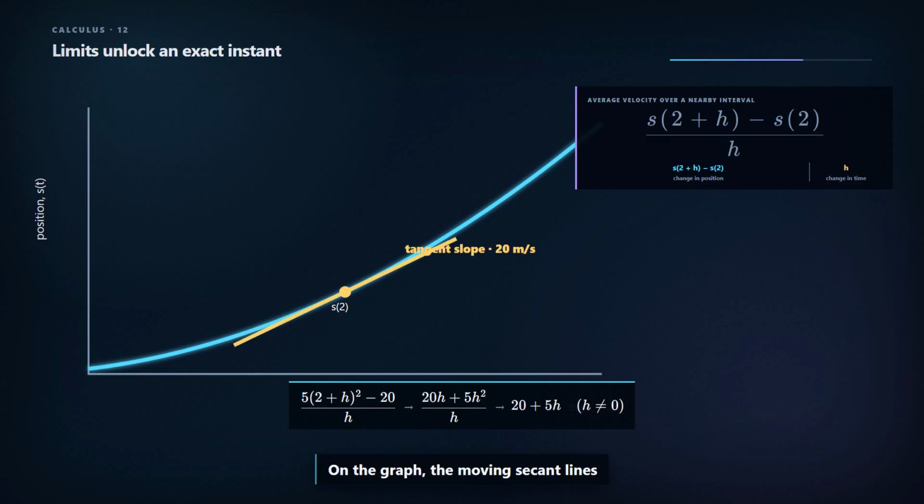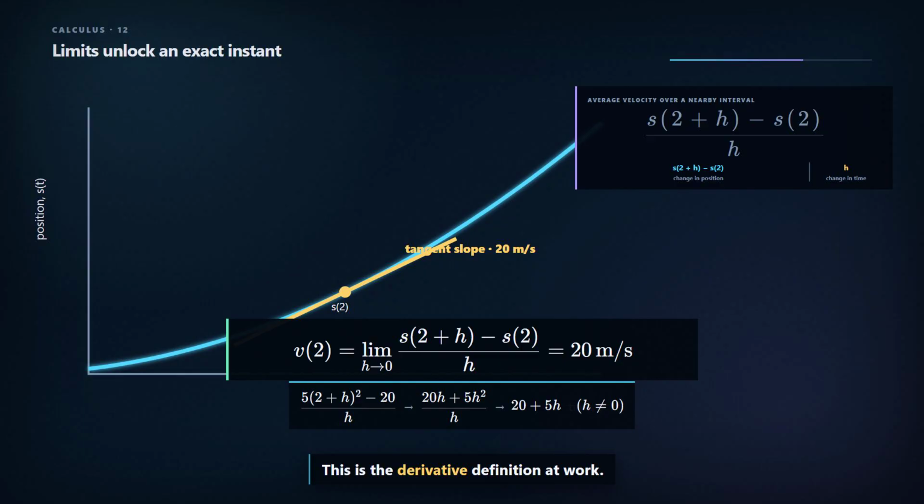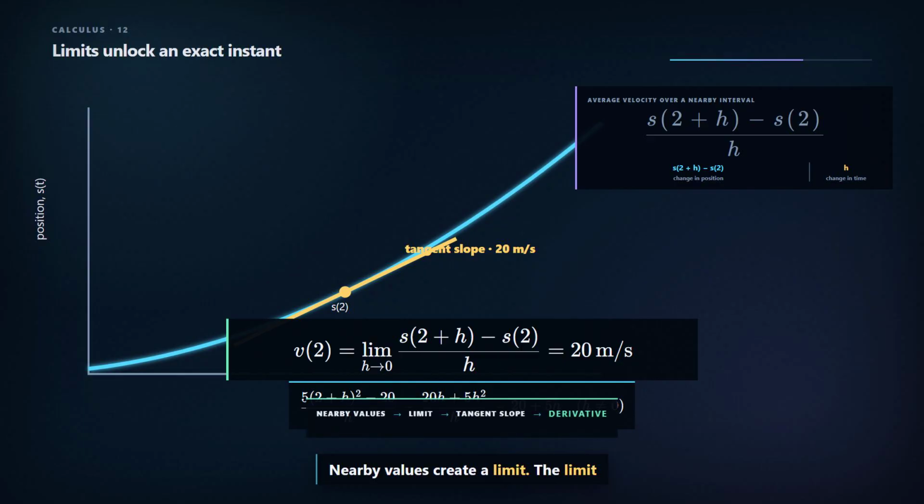On the graph, the moving secant lines settle into one tangent line. Its slope is the instantaneous velocity at 2 seconds. This is the derivative definition at work. Nearby values create a limit. The limit locks a tangent slope. The tangent slope gives a derivative. We are now ready to study derivatives as functions, not just one answer. The missing moment was never guessed. It was reached by a controlled approach.